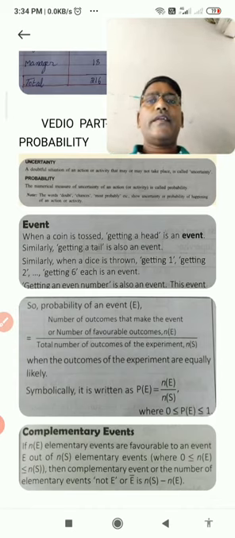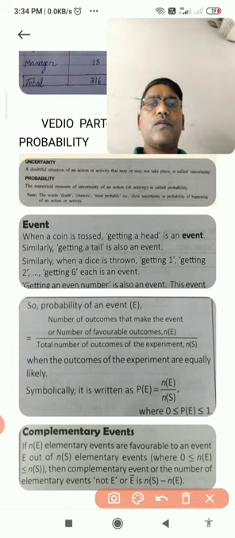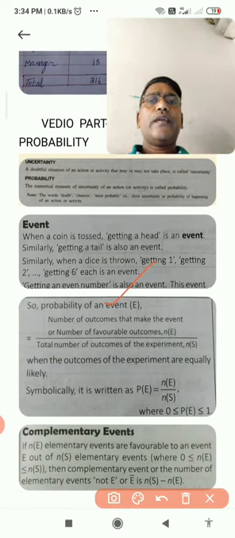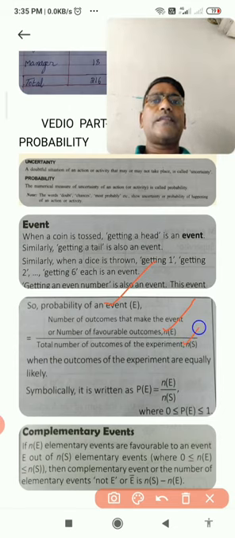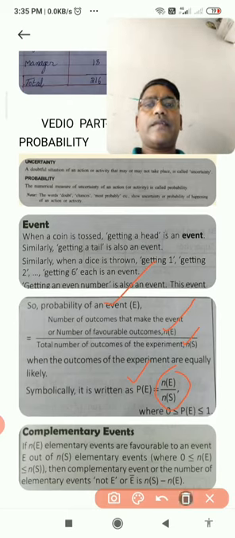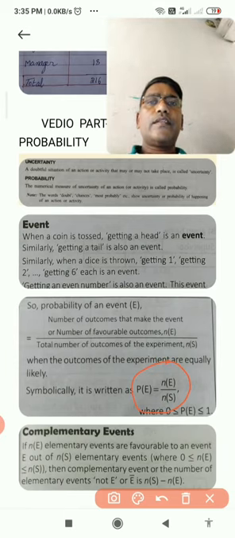And the probability here, a clear formula is given to you. This is the probability formula. How to find the probability? Probability of an event is called E. The number of outcomes that make the event, or the number of favorable outcomes, is represented by NE. And the total number of outcomes of the experiment is NS. The fraction of that is your probability. So this formula is very important for probability. Favorable conditions upon total number of conditions is the probability.